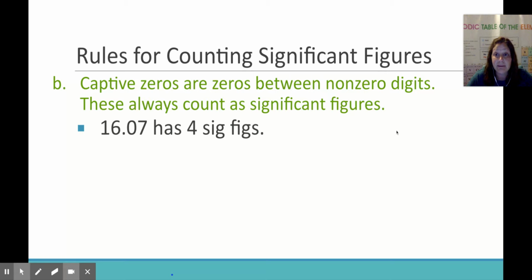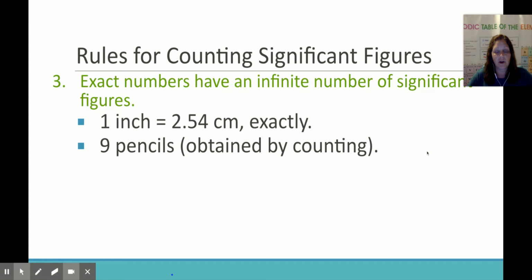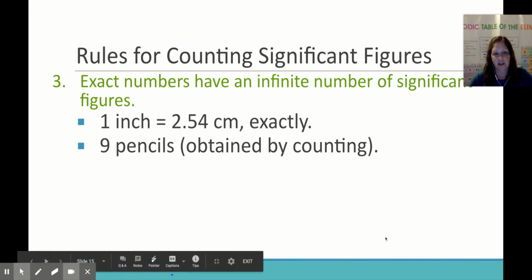We know that captive zeros that happen in between numbers 1 through 9 would be considered significant digits. And we know that trailing zeros are significant figures if and only if the measurement has a decimal point somewhere. One more thing is that exact numbers have an infinite number of significant figures. So we actually just don't even consider them in terms of significant figures. Anything that we obtain exactly by an exact conversion or based on counting, we're not going to consider the significant figures there.